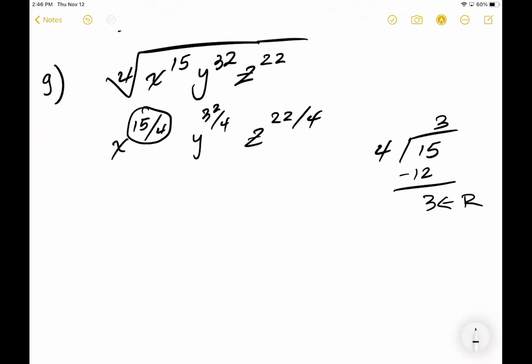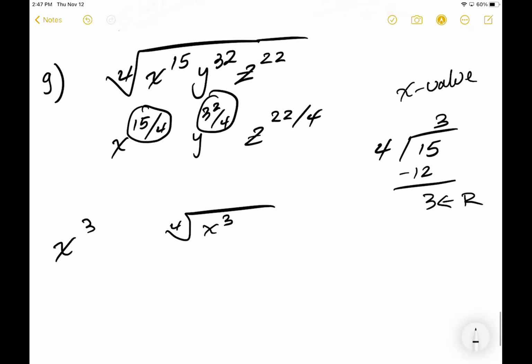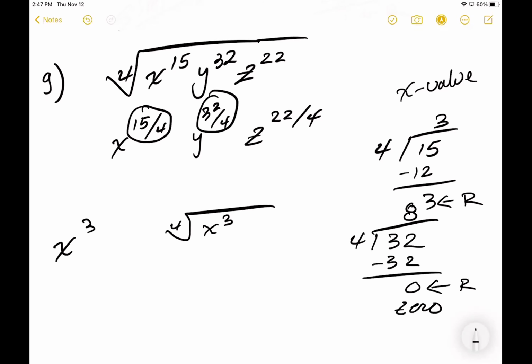And this is the x value, right? The x value tells me that I can bring out x to the 3, and there is a 4th root. I still have the remainder of 3. What about the 32 and 4? Do you agree that 4 going into 32 is 8 times, and there is no remainder? The remainder is 0, meaning every single y can come outside.